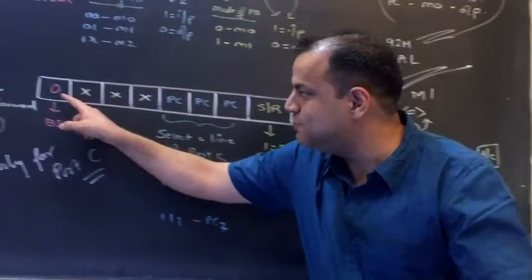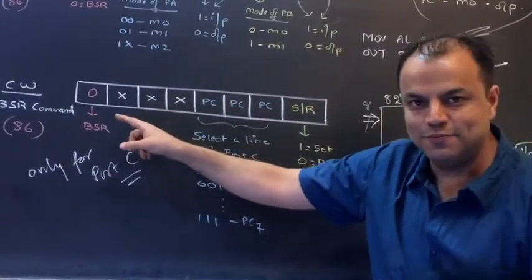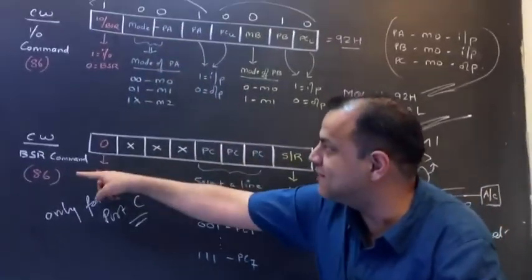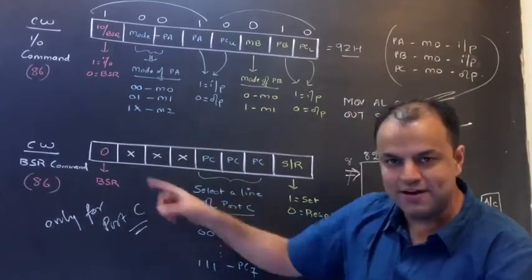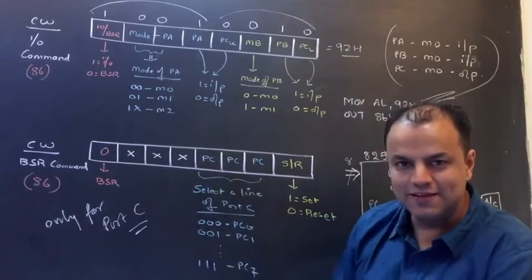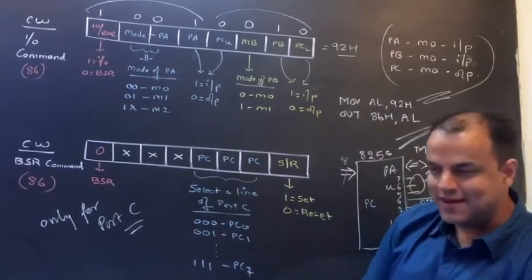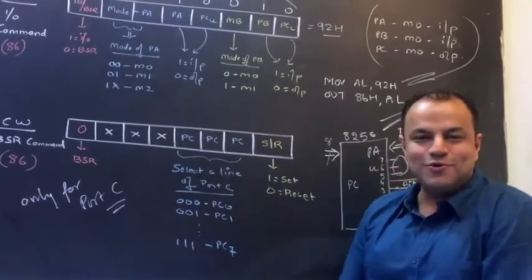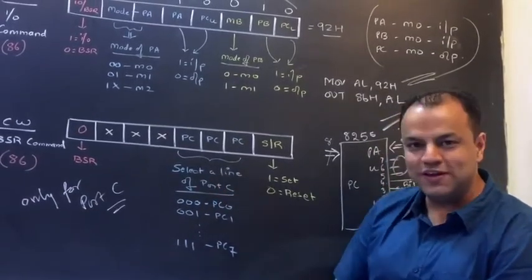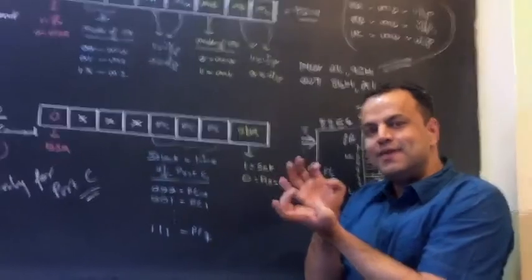So this bit is 0 to indicate that it is BSR, because both IO and BSR command are commands, so they are both given at the address 86. So to identify that it's BSR, this bit is 0. These 3 bits are don't care, so that's nice. These 3 bits are PC. What are you doing? Come on, it's too obvious. Select the line of port C. You can choose any line out of the 8 lines of port C.